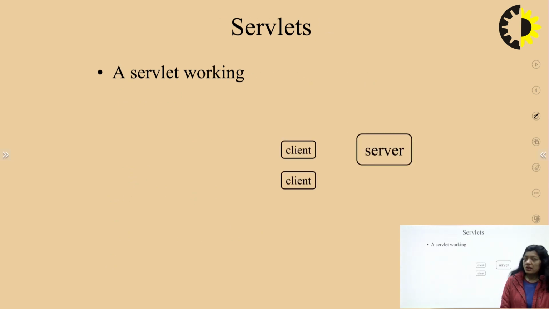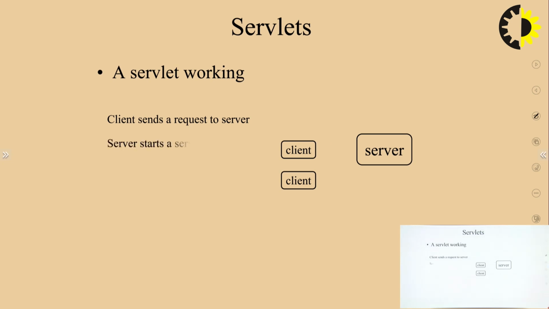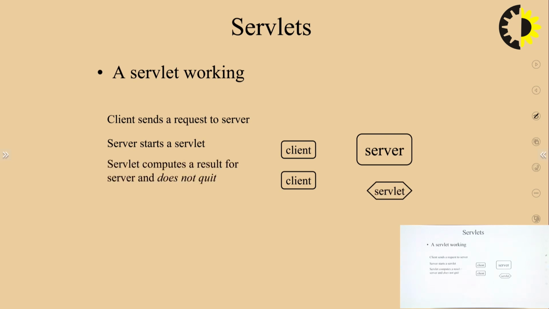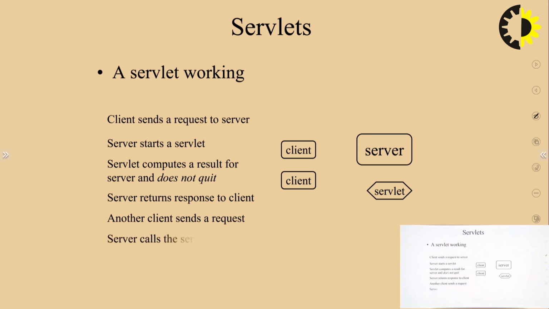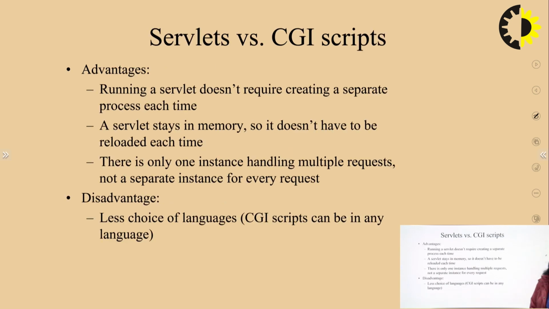How does a servlet work? In a servlet, the client sends a request to a server, the server starts a servlet, the servlet computes a result for the server and does not quit, and the server returns the response to the client. Another client sends a request, the server calls the servlet again, etc. This is the working of a servlet.